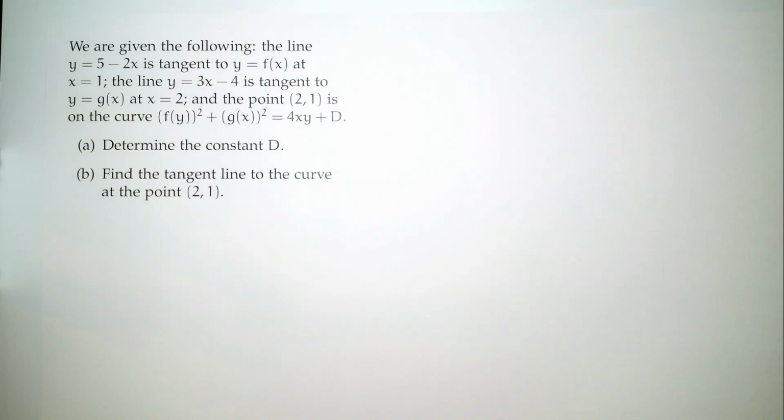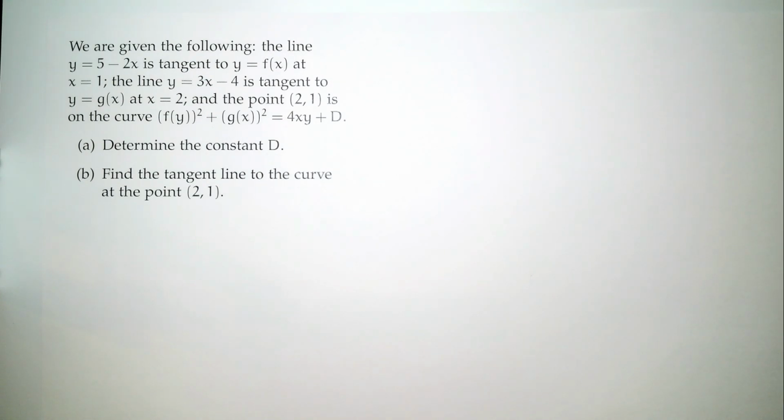Well, let's get started. So we'll do a problem. This is from a review from this past semester. We're given the following. The line y equals 5 minus 2x is tangent to y equals f of x at x equals 1.